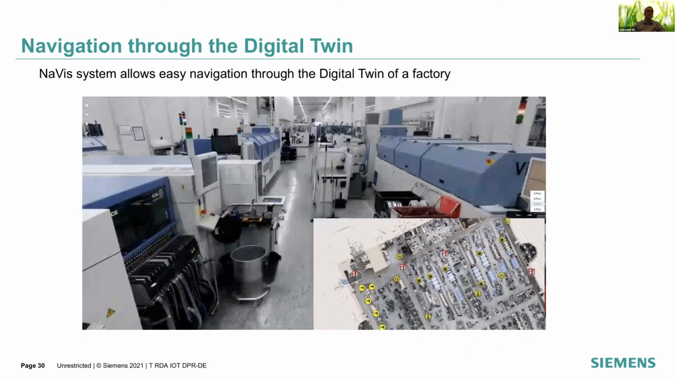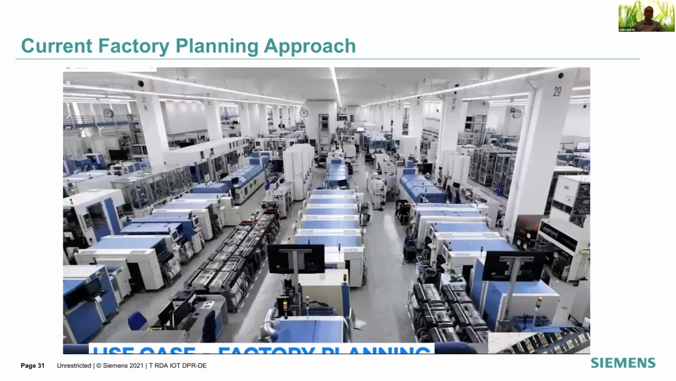So the next example is the scan of the Amber factory with the Navis scanner. This is a screenshot from the Navis viewer, where you can see the interior of the factory, and on the right down you can see the entire factory reconstructed. One of the use cases is this factory planning. I will be skipping some things in this video.